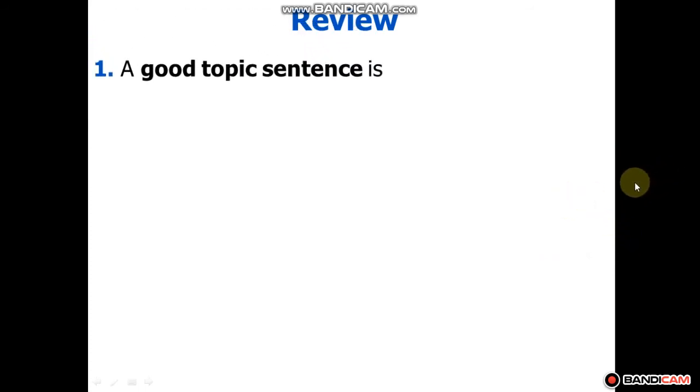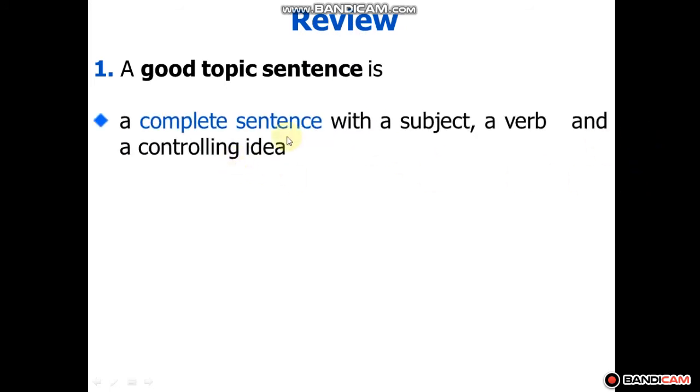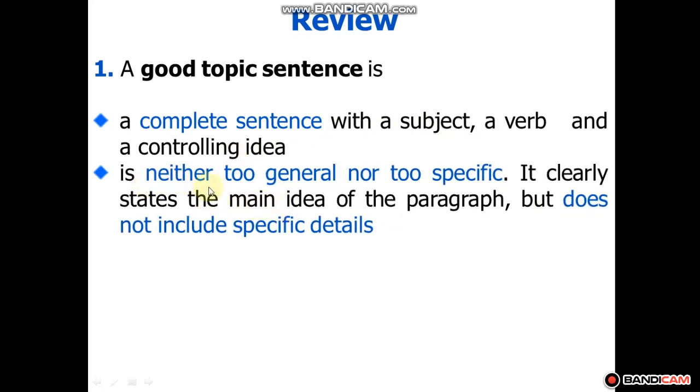Now a review of whatever we have discussed regarding the paragraph. A good topic sentence is a complete sentence with a subject, a verb, and a controlling idea. And it is neither too general nor too specific. It doesn't explain everything, but it also gives you an idea of what exactly could be the topic of that paragraph. So it clearly states the main idea of the paragraph, but does not include specific details.